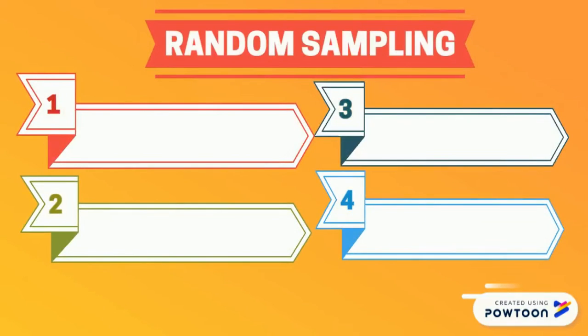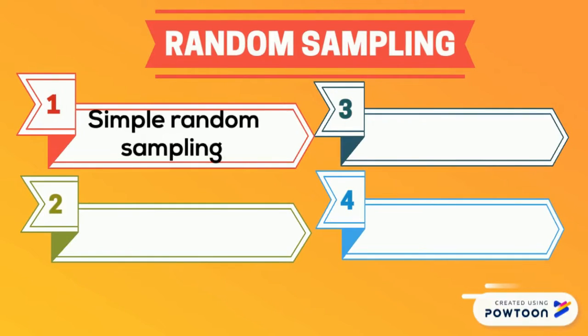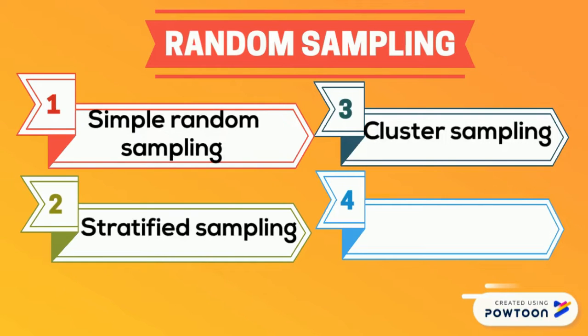Under random sampling, there are 4 types of sampling. First is simple random sampling, second is stratified sampling, third is cluster sampling, and lastly is systematic sampling.